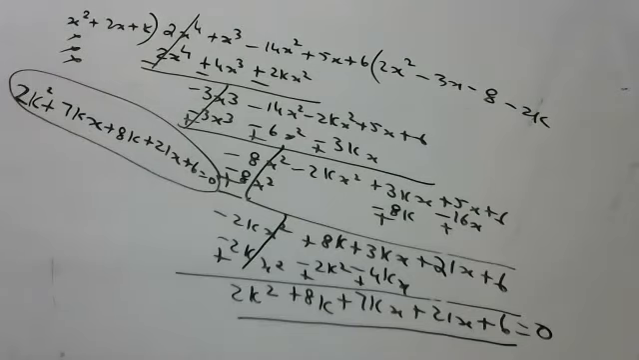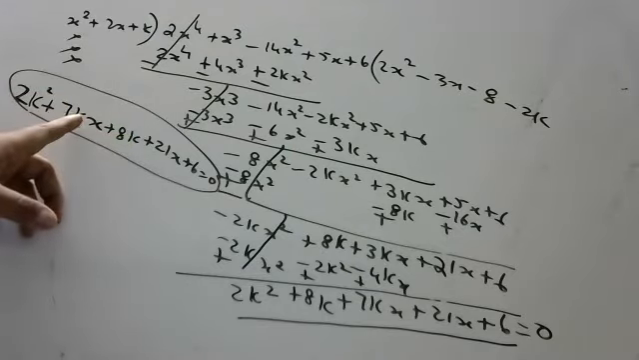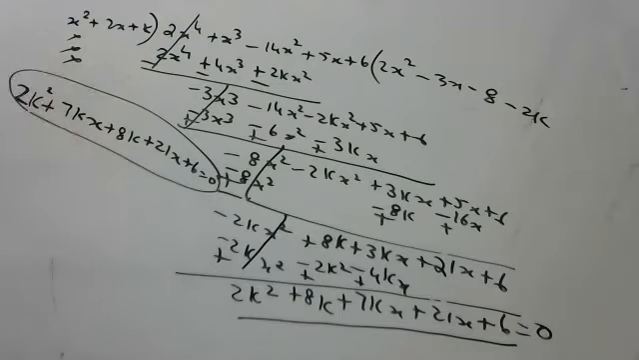Okay, children. So when it is equal to 0, what we have to do? Here k square is here, just k is here, and all the remaining x terms are here. So this we have to equate with 0. How to equate with 0?